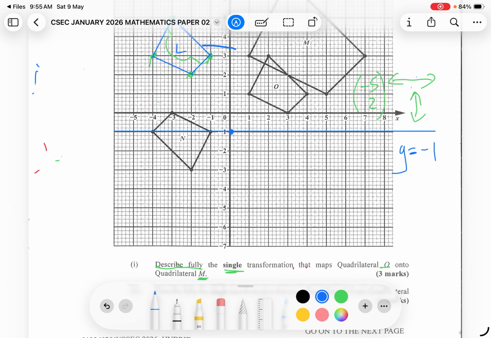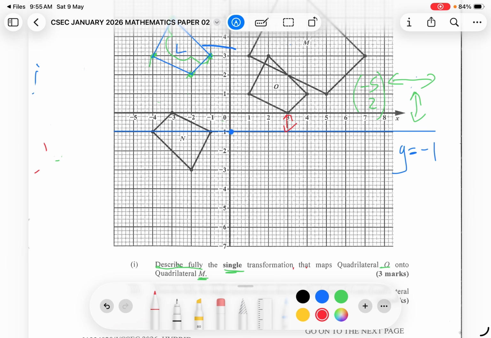They ask us to do a reflection in this line. Since it's horizontal, take note of where your object is. From the mirror, it should go in the opposite direction. So we're going to flip this across the mirror. The same amount of distance it is above is the same distance it is below the mirror.